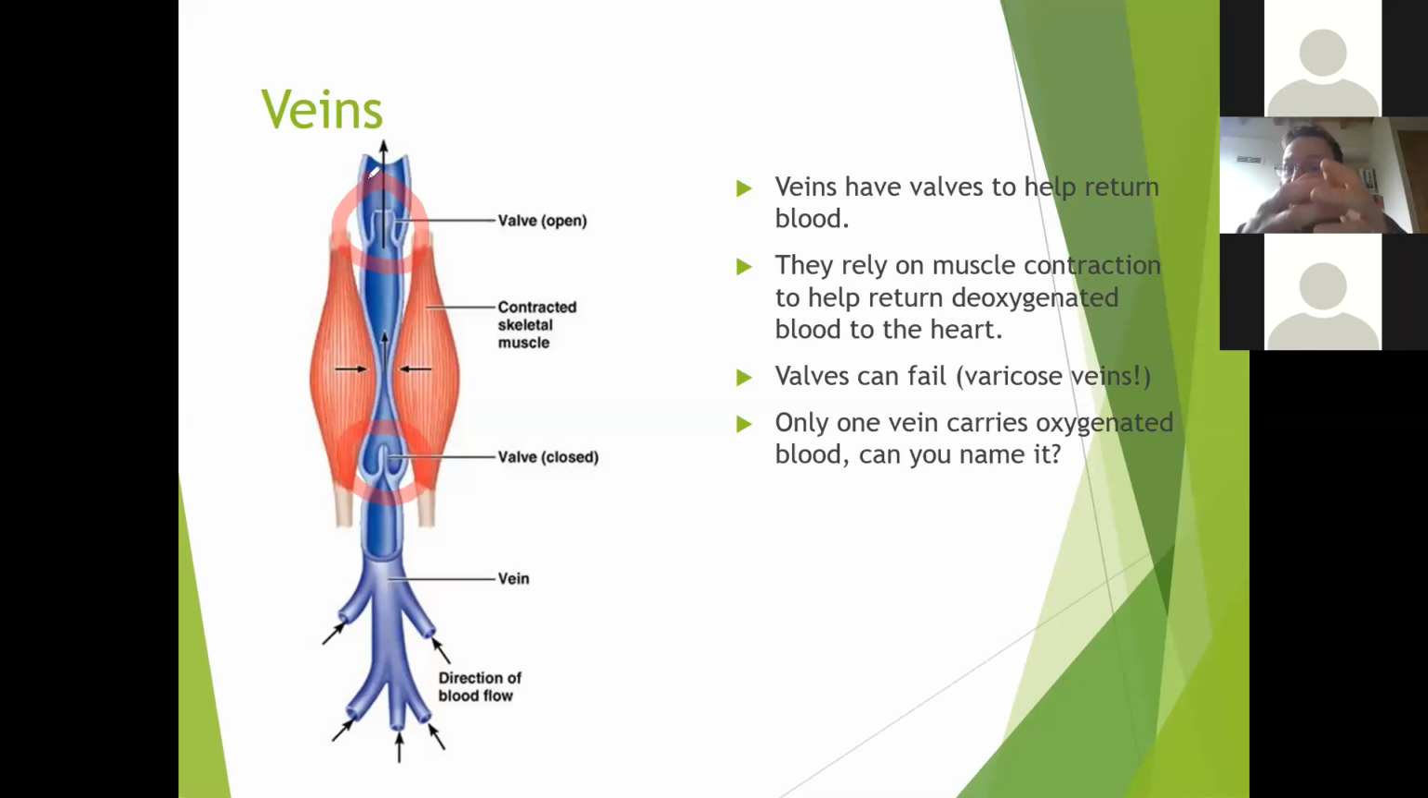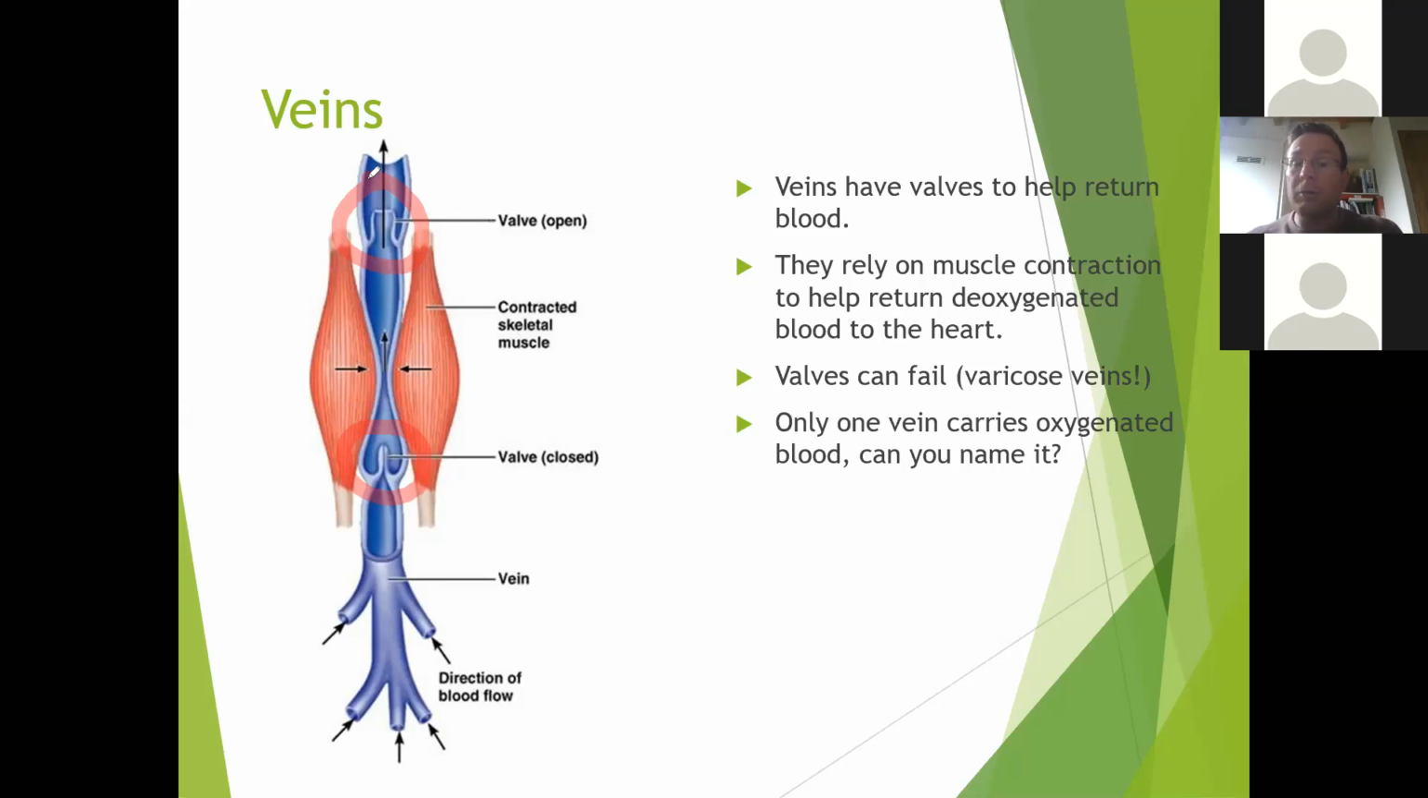So veins have got valves which stop blood going back down and mean that when you squeeze a vein, blood is able to go up. So they're non-return valves. They rely on that muscle contraction to gently squeeze the vein, and the valves allow the passage of blood upwards back towards the heart.